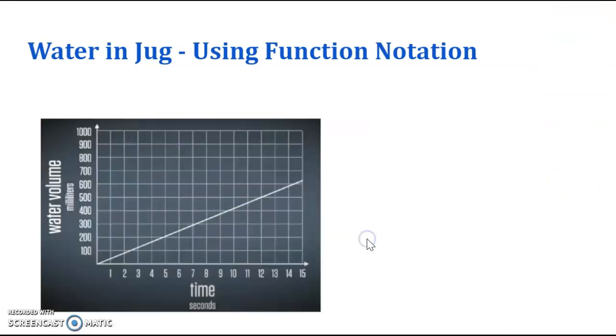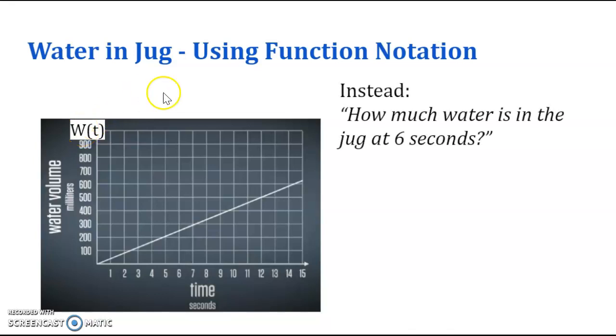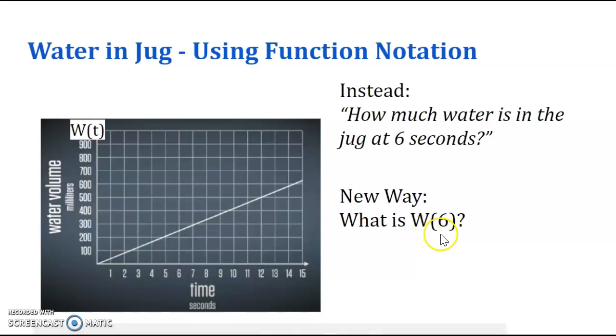When you put this together, w of t represents the output. So instead of just calling it y, we can call it w of t as output. And so instead of saying how much water is in the jug at 6 seconds, now that we're calling it w of t, we can represent this question really simply as: what is w of 6? This English question can be represented as w of 6.